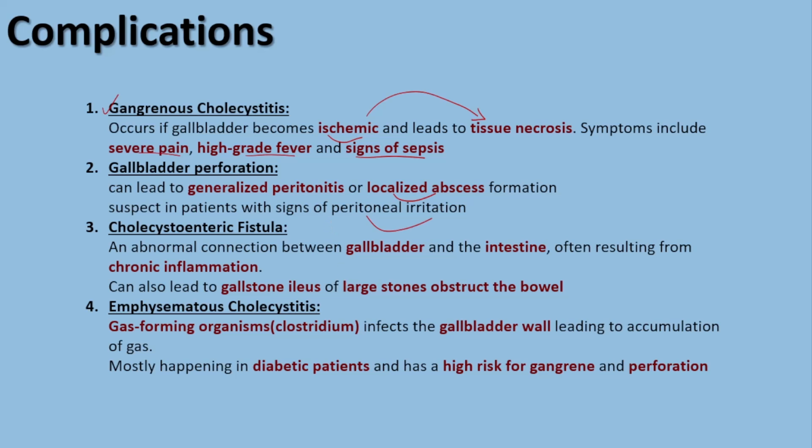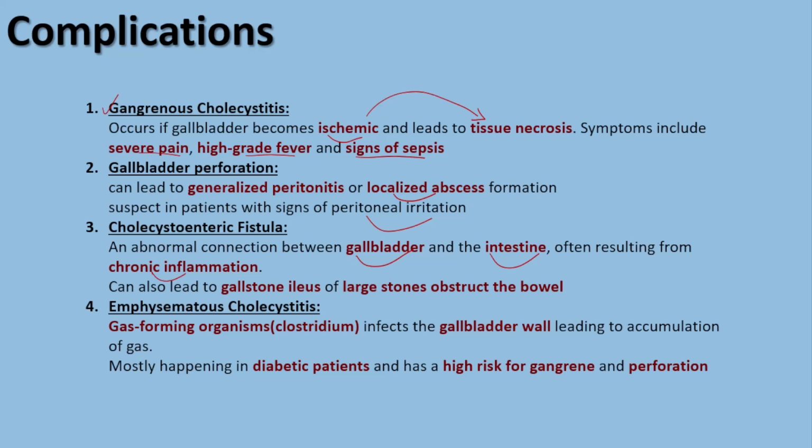Another complication is cholecystoenteric fistula, and this is an abnormal connection between gallbladder and intestine, and it is usually due to chronic inflammation and chronic cholecystitis. And in this case, if we have large enough stones in the gallbladder, these stones can actually be transferred from gallbladder to the intestine and obstruct the intestine and cause what we call gallstone ileus, and this can cause very severe pain in the patients.